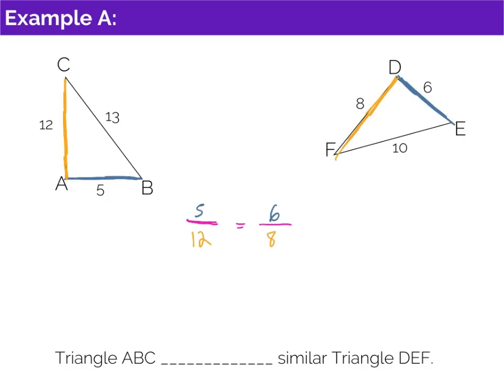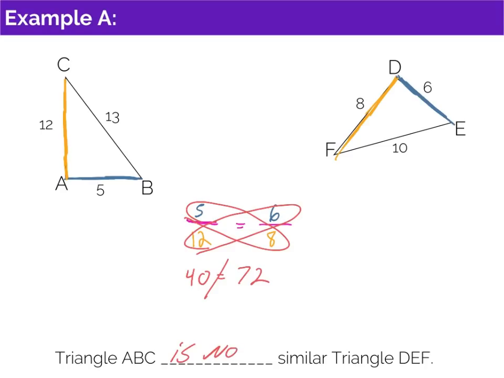So now that I've got all of my sides together, I'm going to cross multiply to find cross products. So I'm going to do 5 times 8, that's going to give me 40, and 12 times 6 is going to give me 72. So is 40 equal to 72? No, it's not. So triangle ABC is not similar to triangle DEF because the cross products were not equal.